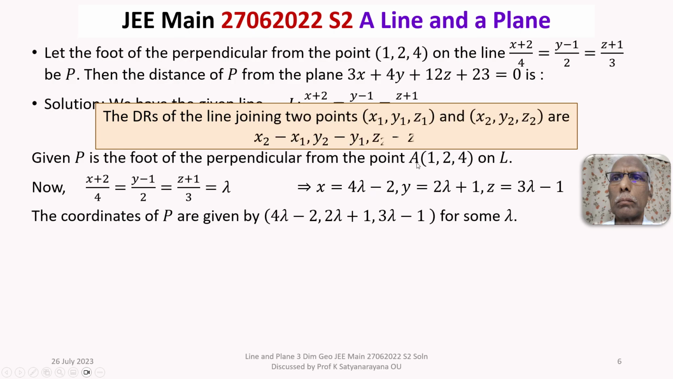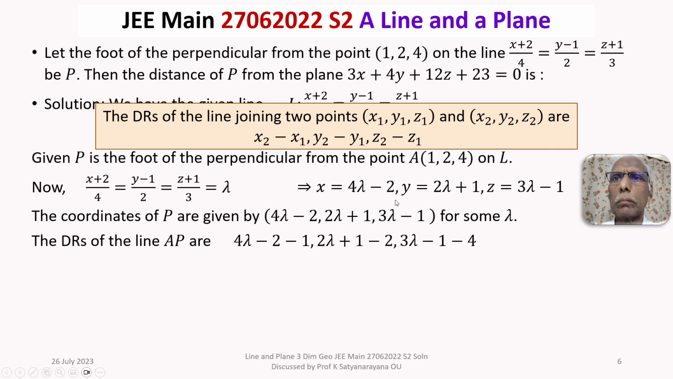Now, we know A is (1, 2, 4) and P is (4 lambda - 2, 2 lambda + 1, 3 lambda - 1). The direction ratios of AP can be found. The direction ratios of the line joining two points (x1, y1, z1) and (x2, y2, z2) are x2 - x1, y2 - y1, z2 - z1. So the direction ratios of AP are 4 lambda - 2 - 1, 2 lambda + 1 - 2, 3 lambda - 1 - 4. That is 4 lambda - 3, 2 lambda - 1, 3 lambda - 5. These are the direction ratios of AP.